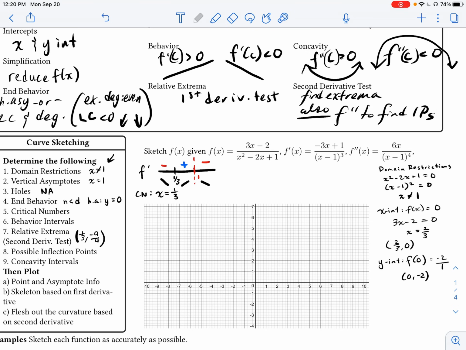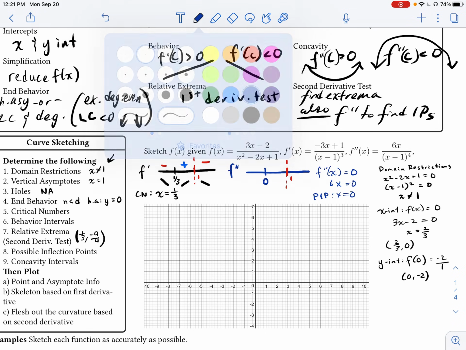Now let's try our f double prime number line. Very similar, I'm going to set my second derivative equal to 0, and I see that x is equal to 0 is a possible inflection point. When I set f double prime of x equal to 0, that's essentially just 6x equals 0. So x is equal to 0 is a potential inflection point. But we could also see where the second derivative is undefined. Again, we already know that the only place where this would be undefined is 1, and we already know that there's a vertical asymptote there. So I'm going to, again, indicate that. At 1, I have a vertical asymptote.